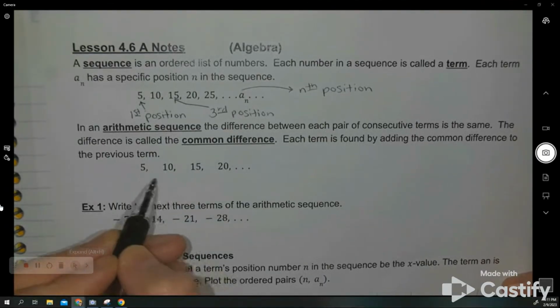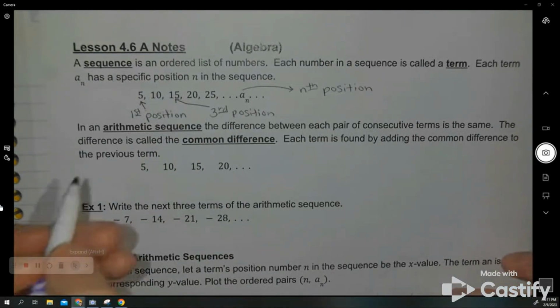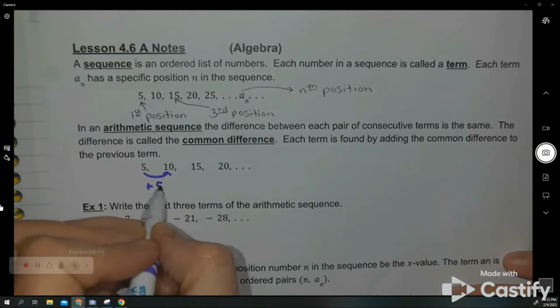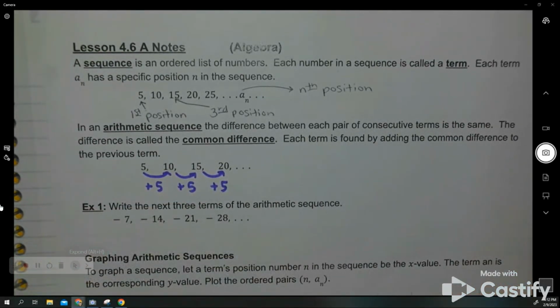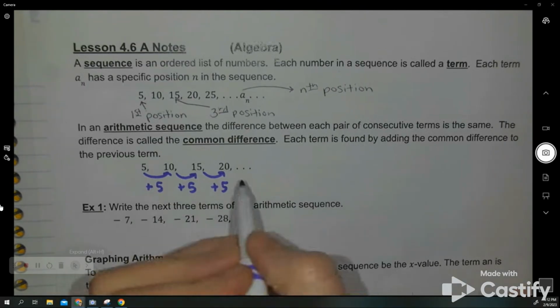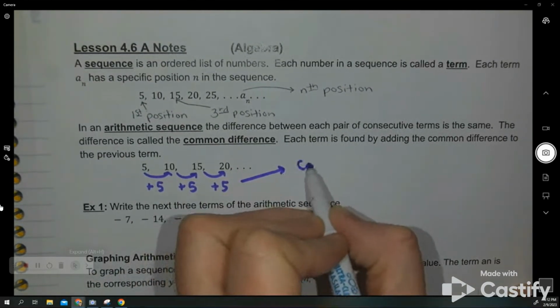For example, if I look at these numbers, 5, 10, 15, and 20, from 5 to 10, well, I added 5. From 10 to 15, I added 5. From 15 to 20, I added 5. So I'm trying to figure out what I'm adding to these numbers in order to figure out the change between them. So that plus 5 is the common difference.